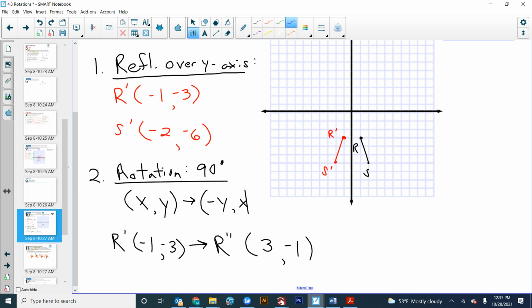The rule says, take xy, take the y value and make it opposite. So she took -3 and made it opposite. And then she put it in the first position, which is the x location of the point. 3, -1. So 3, 1, 2, 3, -1. And we call it R double prime. 3, -1.